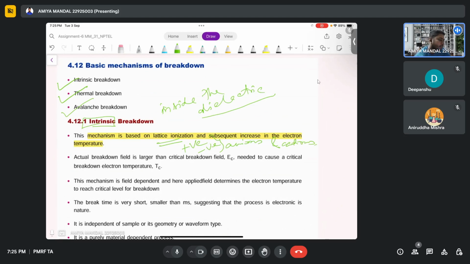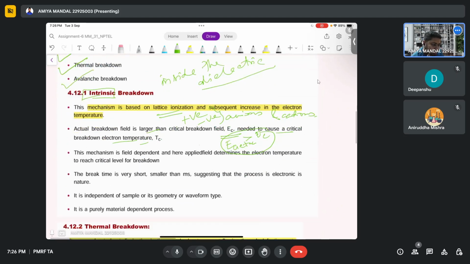And the subsequent increase in the electron temperature. Electron temperature increment also breaks down the lattice ionization. Okay. Actual breakdown field is larger than the critical breakdown field. If we are applying the actual breakdown field larger than the critical breakdown field, that is the first incident. A dielectric breaks down, needed to cause a critical breakdown at a temperature.